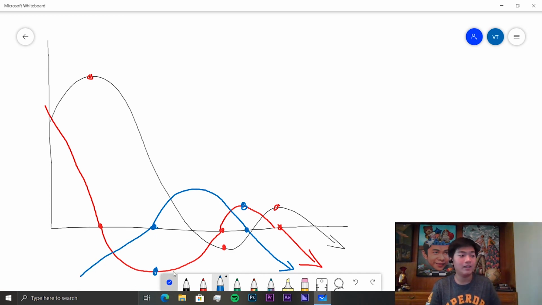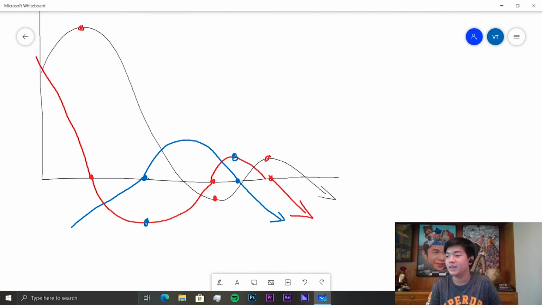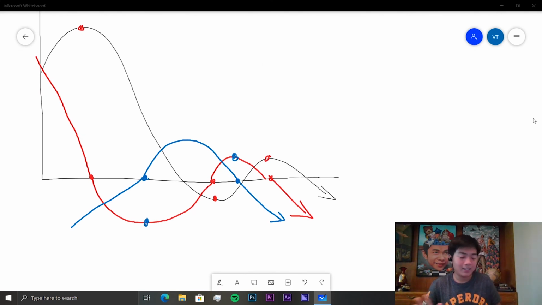So yeah, that was pretty much it, honestly. That's how you graph. Just sketch. These don't have to be exact unless you maybe have a graphical calculator. But you need to know how to sketch these graphs.